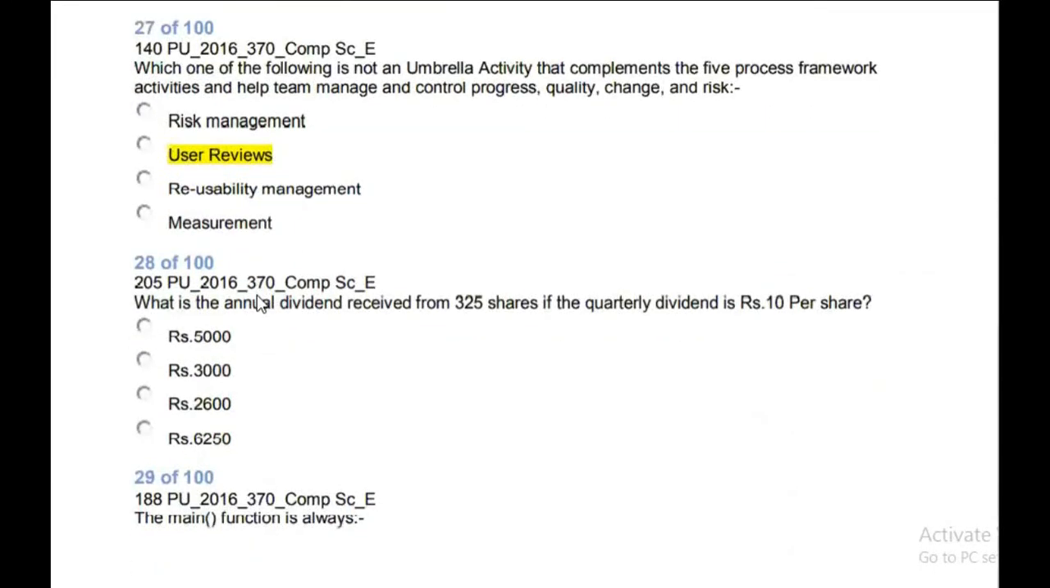Which one of the following is not an umbrella activity that complements the five process framework activities and helps the team manage and control progress, quality, change, and risk? The option B is correct, user reviews.